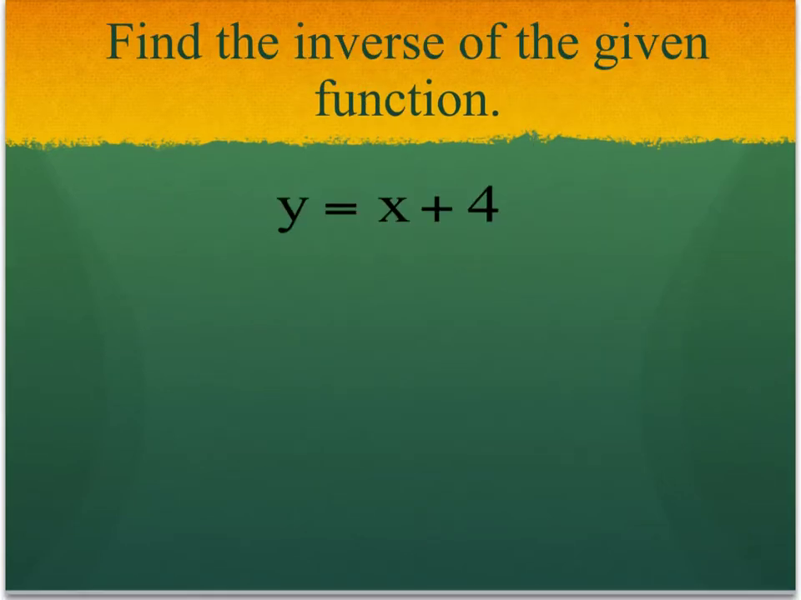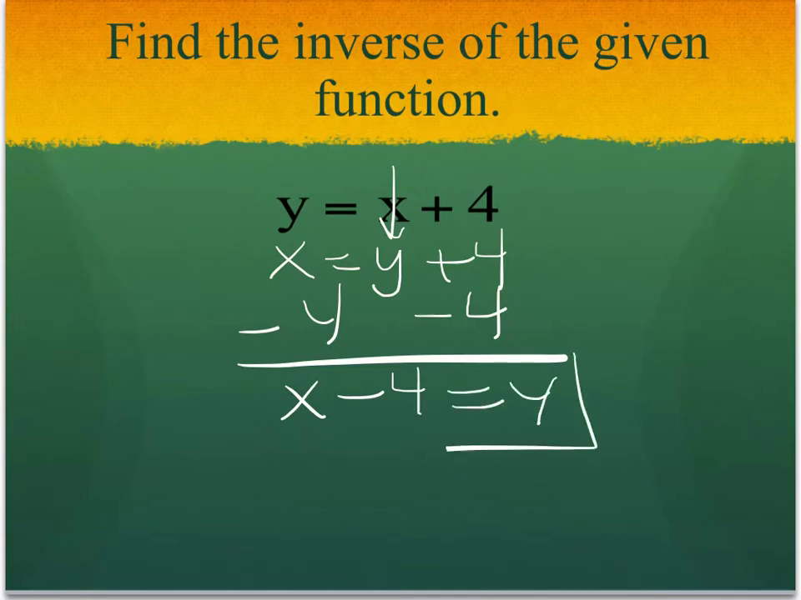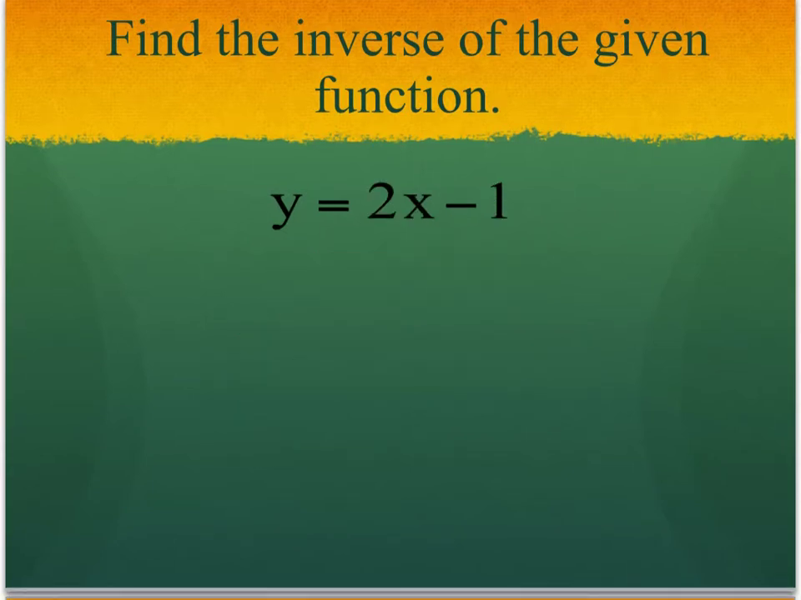So this problem right here is actually super fast. We just switch the x and the y and solve for y by subtracting 4. So we get x minus 4 equals y. Done. Just add the -1 to say that it's the inverse. So why don't you pause the video again and try this one yourself.